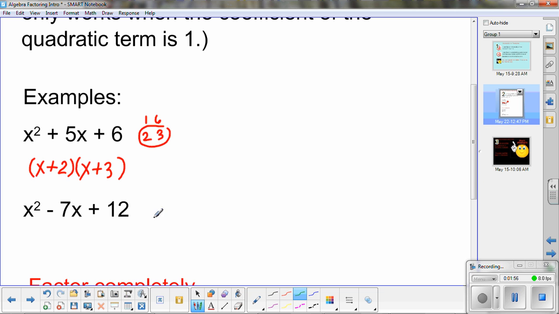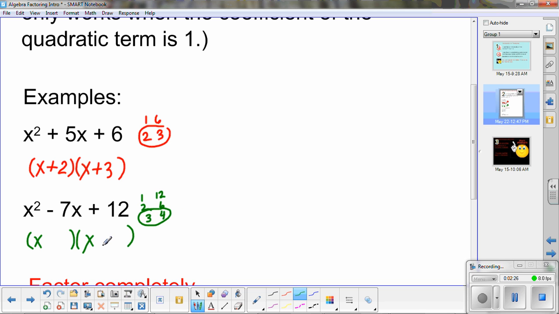Now for our next example, to get x squared, I know it's going to be an x and an x here, but now to figure out the rest of it, I want two numbers that when multiplied together give us 12. So 1 and 12, 2 and 6, or 3 and 4. And we want to know which one of those pairs will add together to give you 7. So it's going to be the 3 and the 4.